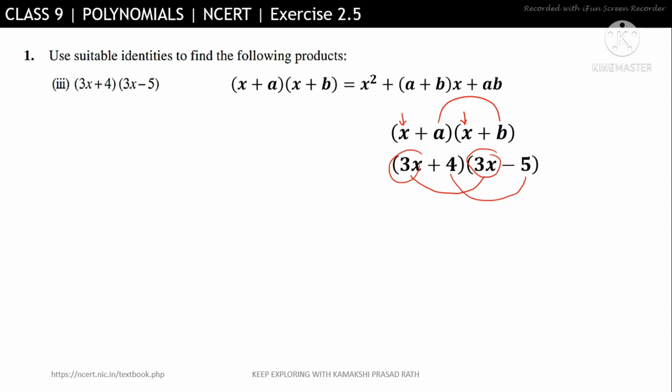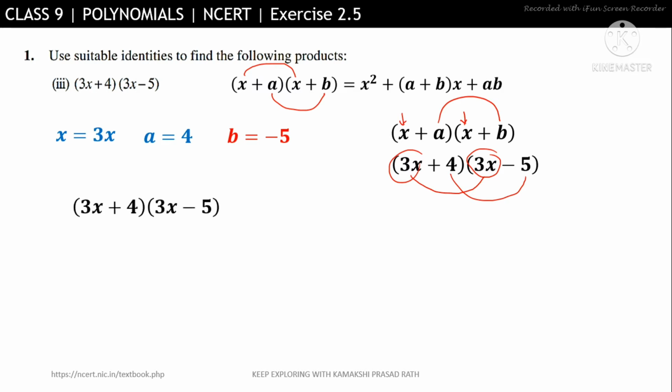Hence, in place of x, we have 3x. In place of a, we have 4. In place of b, we can take minus 5. So understand the concept. The first term should be same and the other terms should be different. Then only we can use x plus a, x plus b. It doesn't mean that every time we'll get x. We have to get the same term. So here the same term is 3x. So you can see here 3x plus 4 into 3x minus 5.